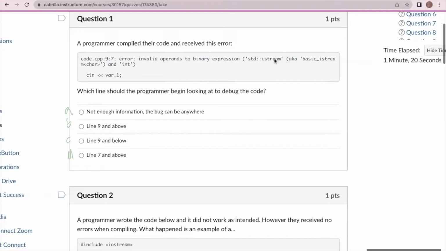So C++ errors are written in a very specific way. We have this first part right here, which is actually one of the very most important parts of the error. The first part tells you code.cpp, that's what file the error came from. Then we have those 2 numbers, the 9 and the 7, which are really useful actually. So the 9 refers to the line number that the program or that your compiler got confused. And then the 7 refers to the actual character number. So the character in that line where it had an issue.